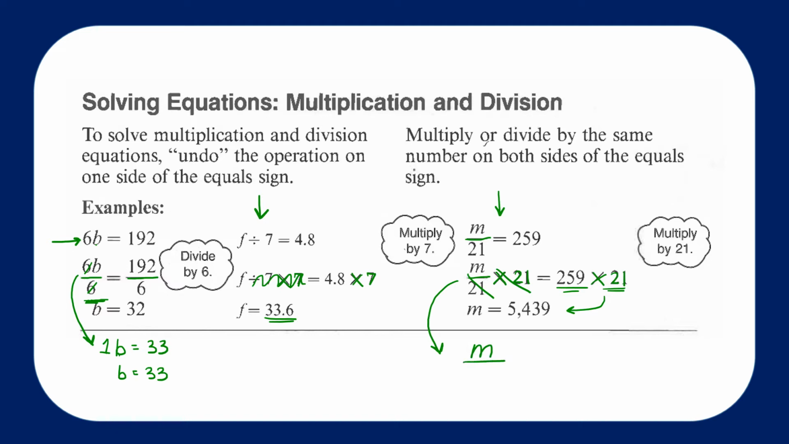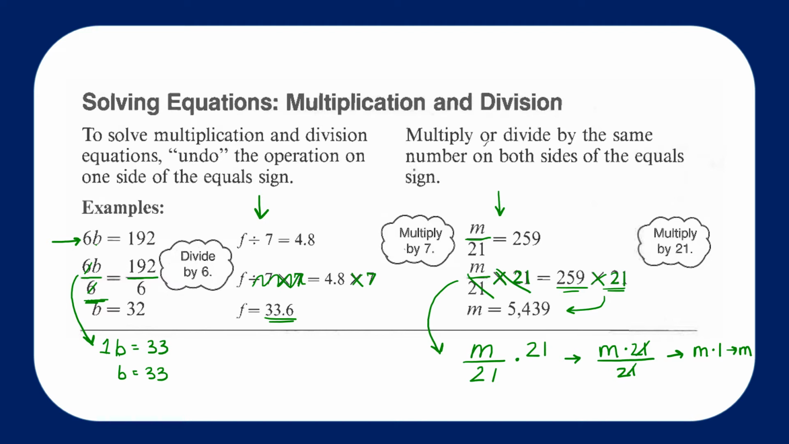M over 21, when I multiply by 21, okay, I can actually write this like this. M times 21 over 21. That would actually give me 1, okay, because we know that 21 over 21 is 1. So that would actually give me m times 1, which is just m.